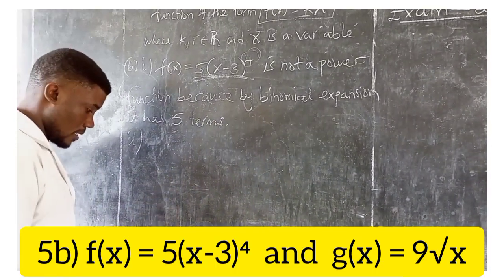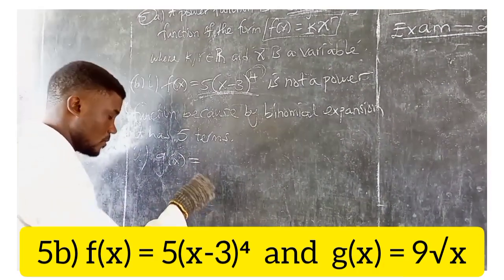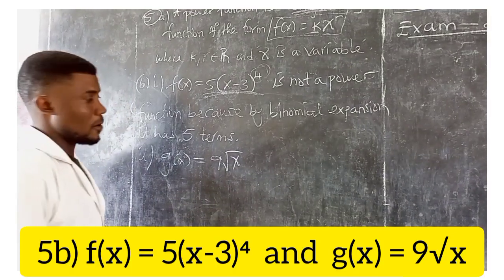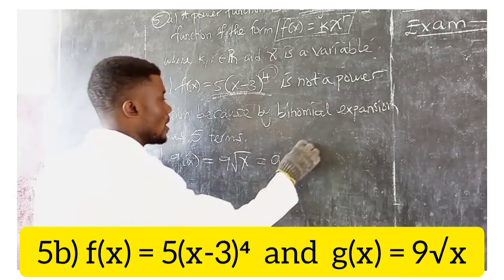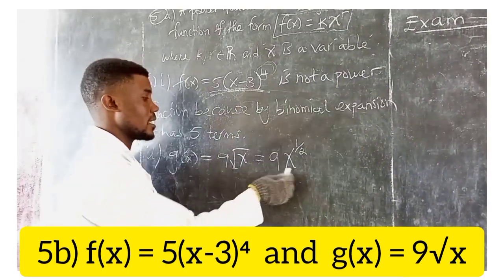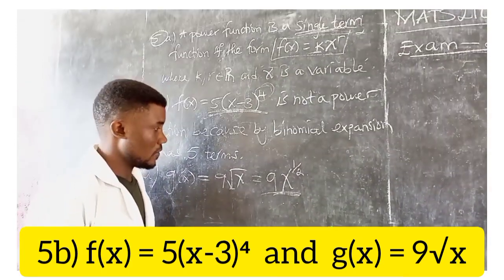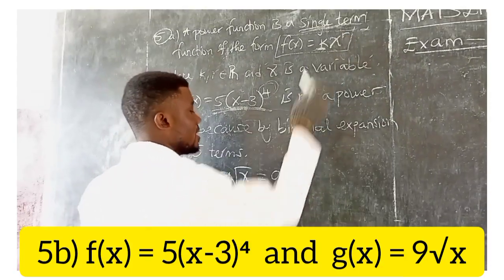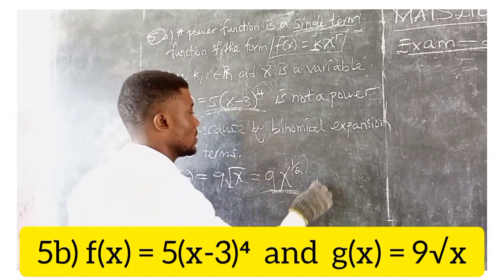The second one says that g of x is equal to 9 square root of x. Well, this one is a power function. I can write it as 9 times x to the power half. This square root becomes the power half. And you can see that it satisfies the definition given above. That is, k in this case is 9, and our r in this case is half. So this is a power function.